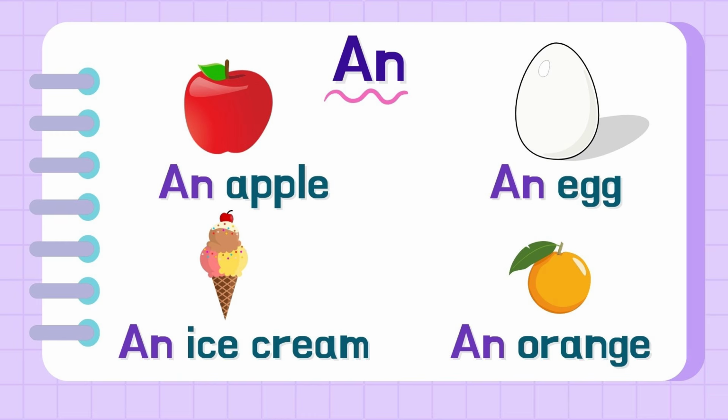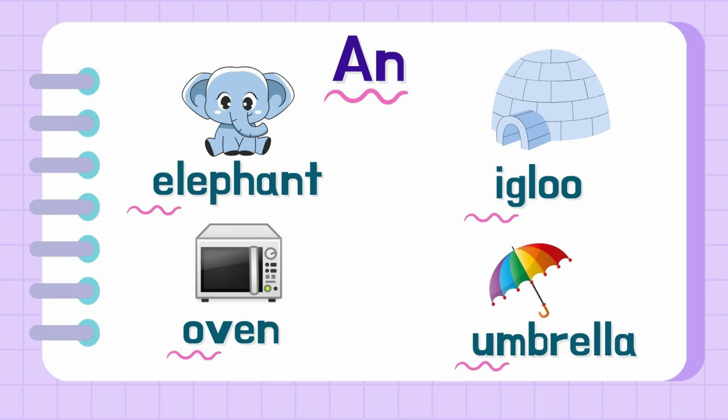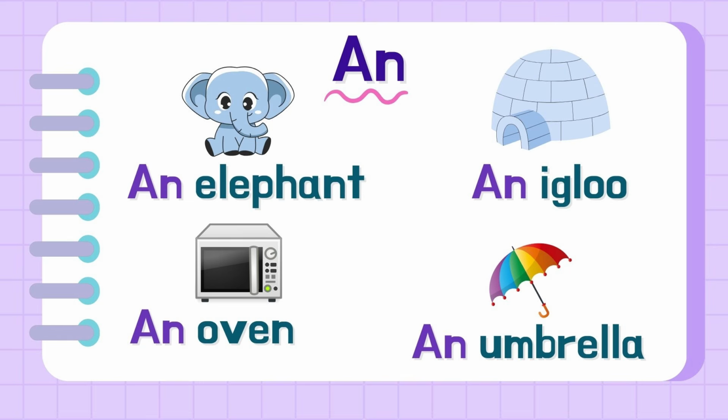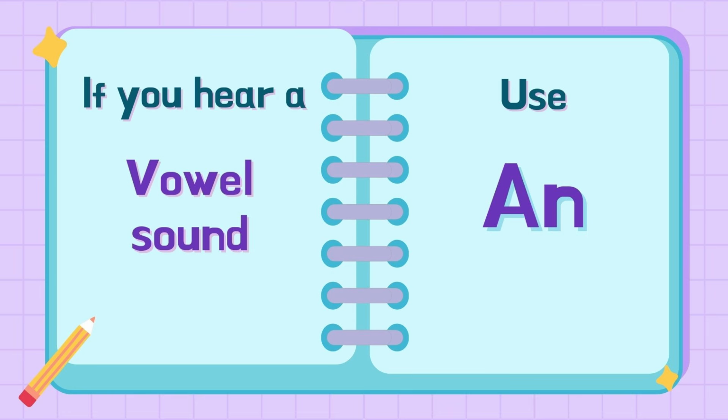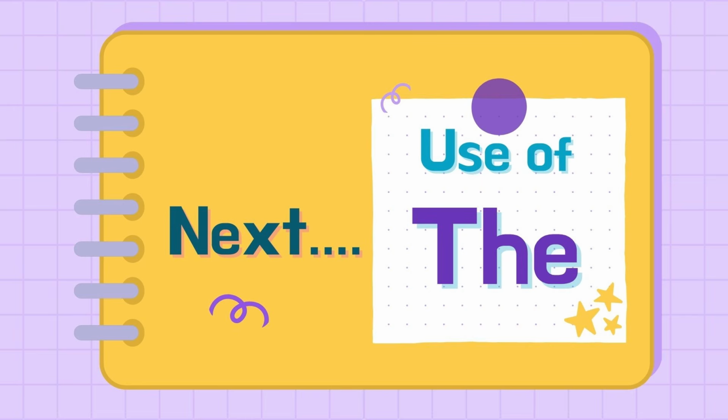Here are a few more examples. Elephant, igloo, oven, umbrella. Here, E, I, O, U are vowels, so we use an. An elephant, an igloo, an oven, an umbrella. If you hear a vowel sound, use an. Let's move on to the next.